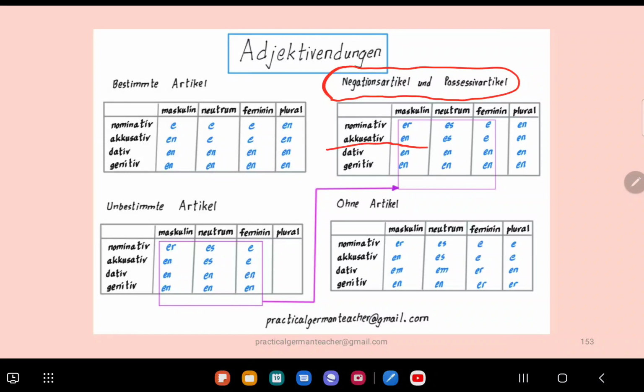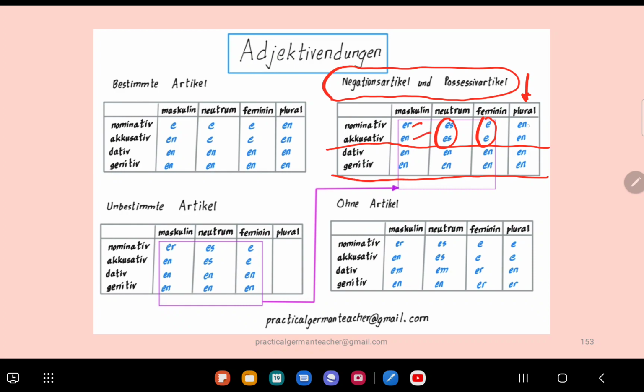Remember, whenever it is dative, or genitive, or plural, the ending of the adjective is en. Plural, dative, genitive, the ending will be en. Feminine, e. Neutrum or neutral, s. So feminine e, neutrum s. Masculine, er, en. I think this is easy to remember, right?